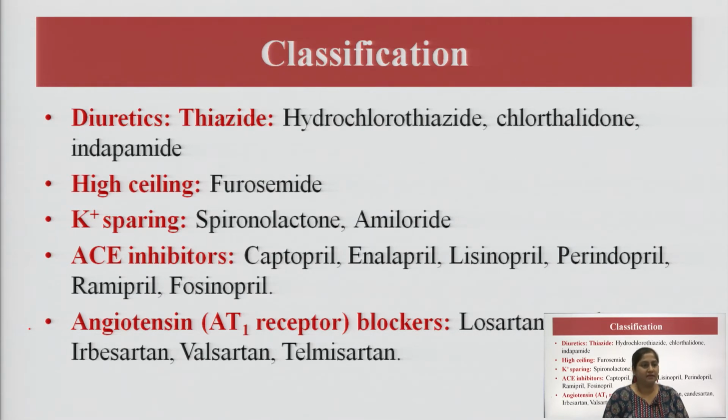In ACE inhibitors there are several drugs: captopril, enalapril, lisinopril, perindopril, ramipril and fosinopril. Maximum times we use these agents in hypertension along with the other drugs of hypertension. And the last class here is angiotensin blockers, that is losartan, candesartan, irbesartan, valsartan and telmisartan.